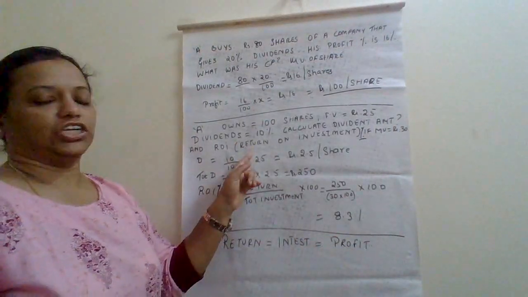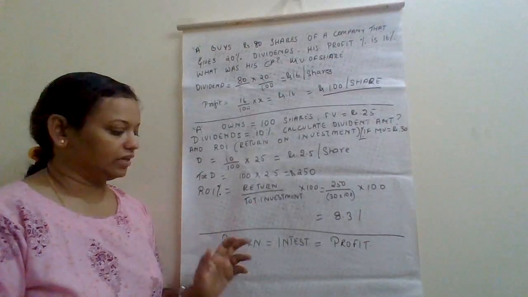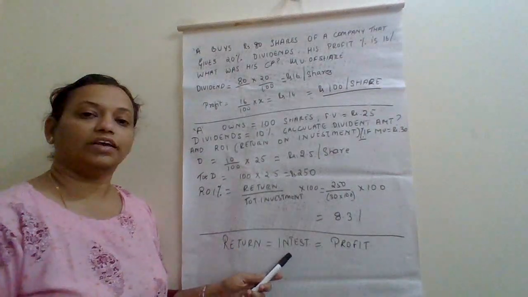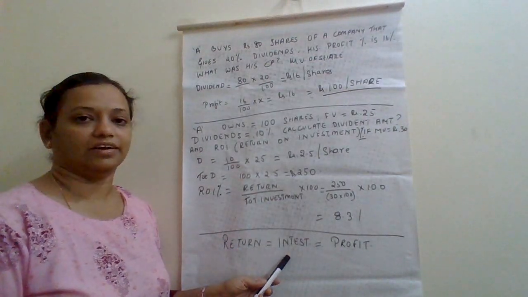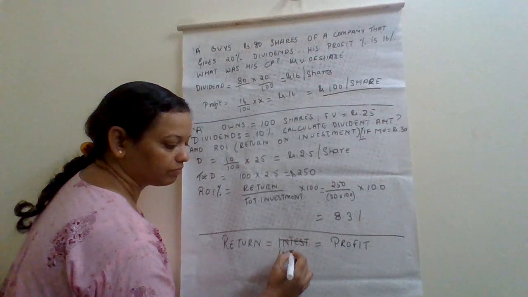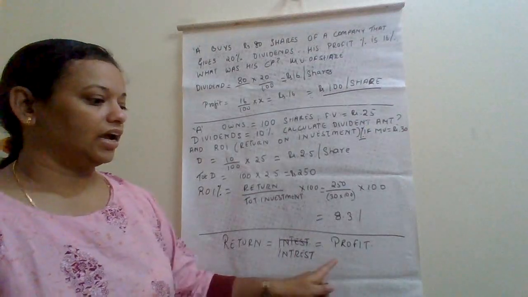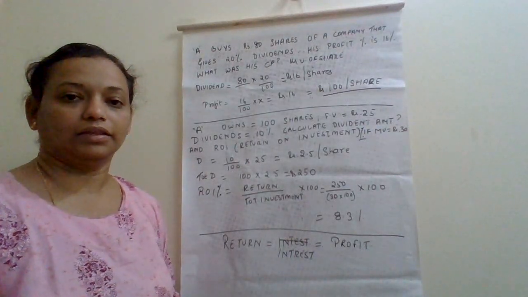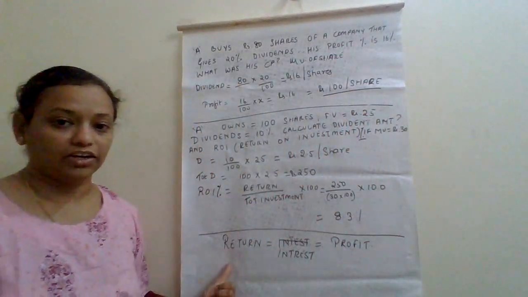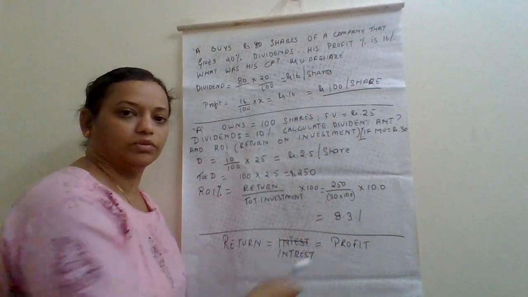The reason I repeated this is that this question can be asked in different forms. It can be asked, what is the ROI percentage? That is the return percentage. They can ask you what is the return interest that he got, what is the interest, what is the return, and what is the profit that he made. They can ask you in different forms. These are all different synonyms.